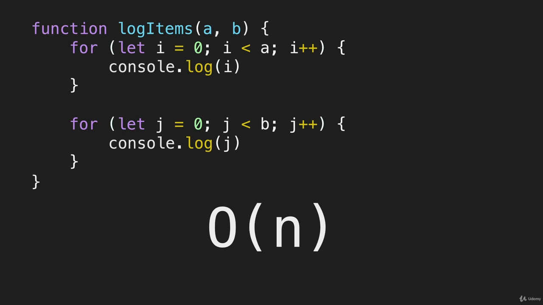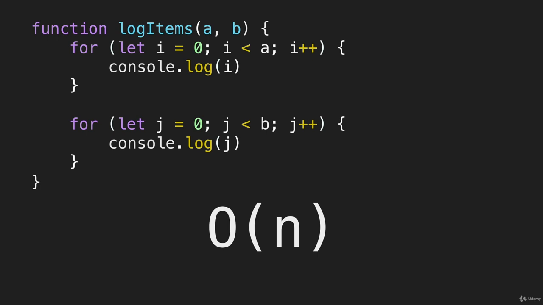But that is not correct, because you can't say that A is equal to n and B is equal to n. You can't have both variables be equal to n. Because what if A is 1 and B is 1,000,000? Those are very different for loops.